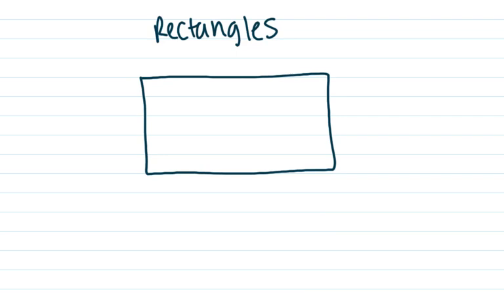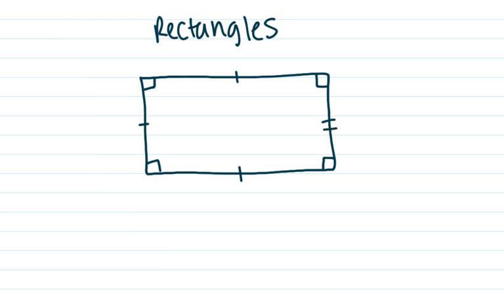This is a rectangle. I know it's a rectangle because of a couple of things. Rectangles, one, have four sides. They also have right angles in every corner, so they have four right angles. The top sides are called the bases. The bases are congruent, that means they are the same length. And then the two sides over here are called the height, and they are also congruent.